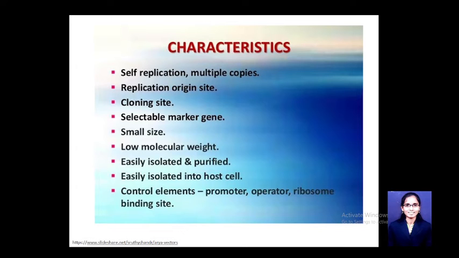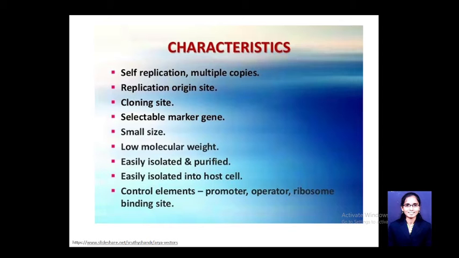Now, if you want to select any DNA molecule as a cloning vector, it should have the following characteristics. One characteristic is that it should have a self-replication mode, and it should synthesize its multiple copies. Whenever I transfer that cloning vector into the specific host cell, it should not depend upon the host cell for replication. It will replicate by itself and produce multiple copies, and it must have the origin of replication, due to which it can self-reproduce.